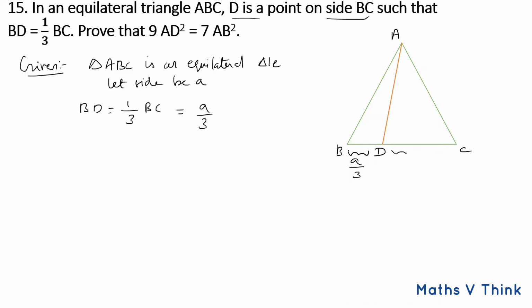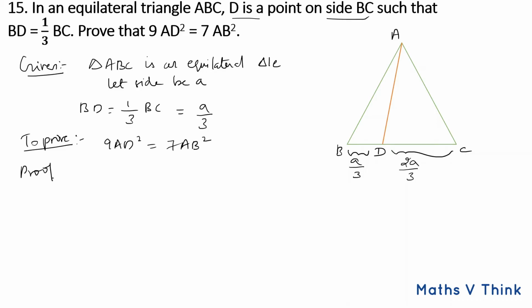And what will be CD? It is nothing but 2A by 3. The total is 3 parts. One part is this, the remaining part is 2, so 2A by 3. To prove, we need to prove 9AD square is equal to 7AB square.